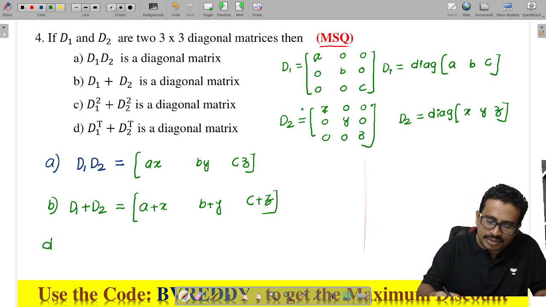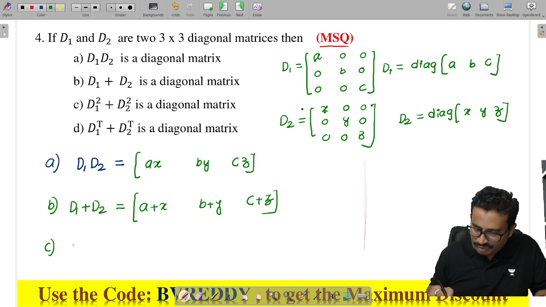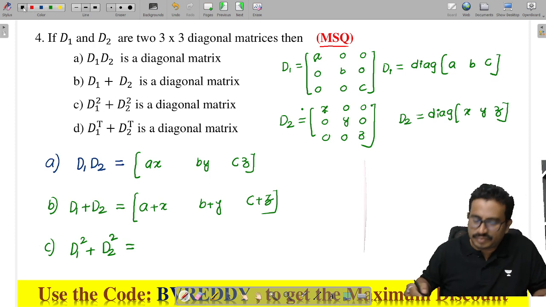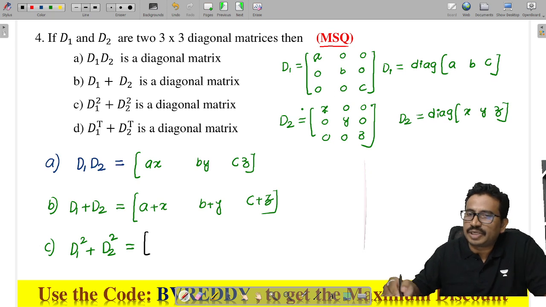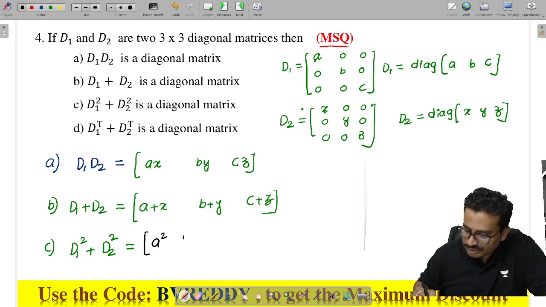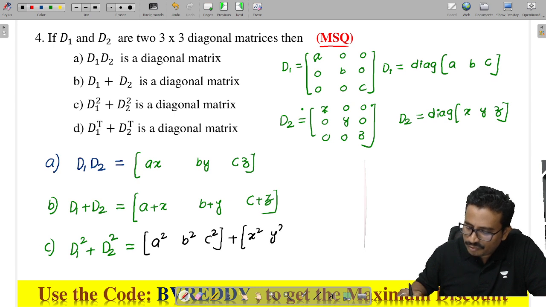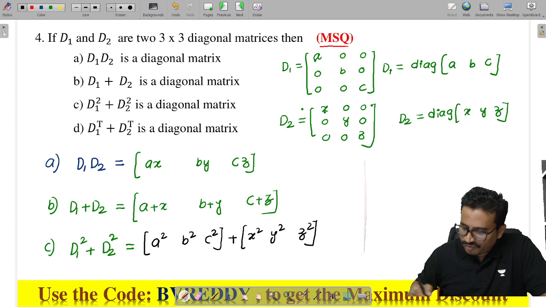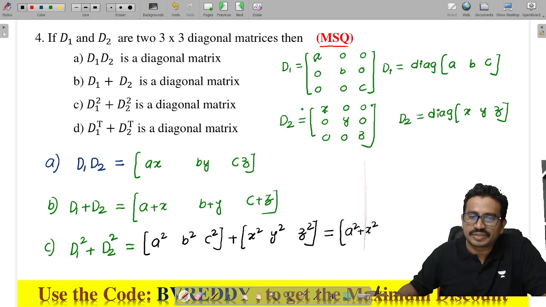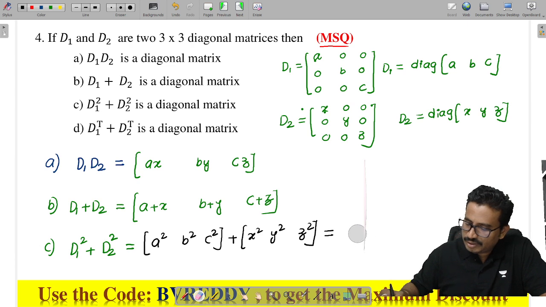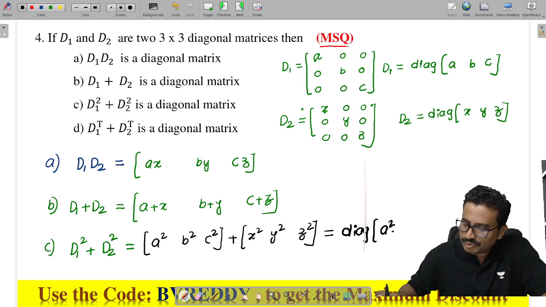Next, option C. Tell me what they have given: D1 square plus D2 square. If we multiply these, D1 square is the matrix D1 multiplied with itself, so I will get a square, b square, c square, plus D2 square, x square, y square, z square. If I add these two, what will I get? A diagonal matrix, since it's a diagonal form only. So it is the diagonal of a square plus x square.